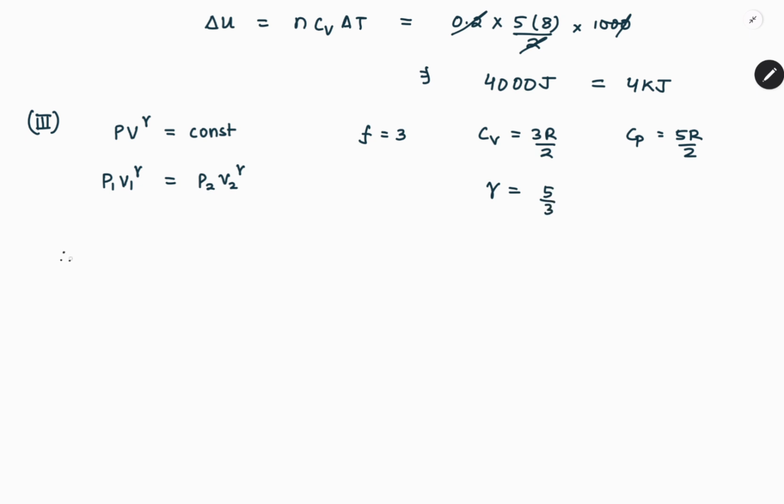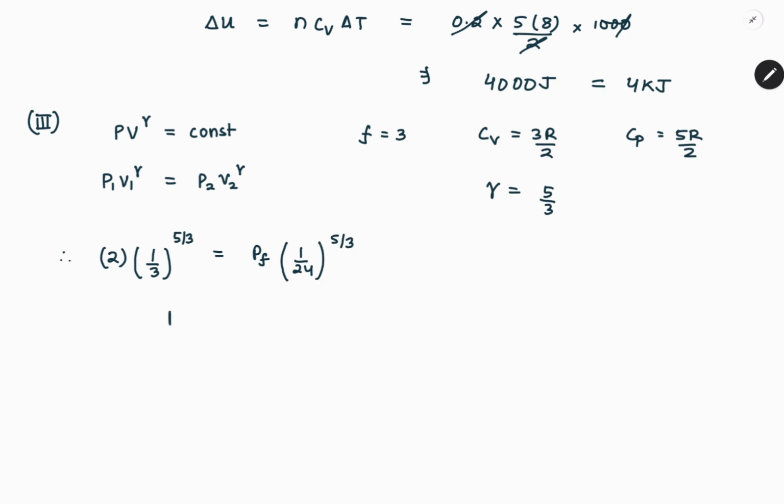So if we solve this one, over here the problem is stating that initially the pressure is 2 kilopascal. So 2 kilopascal, volume is 1 by 3 to the power 5 by 3. So we are just calculating final pressure, and then the volume is V by 8. So V by 8 means 1 by 24 to the power 5 by 3.